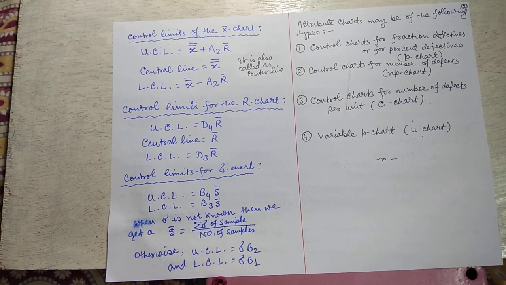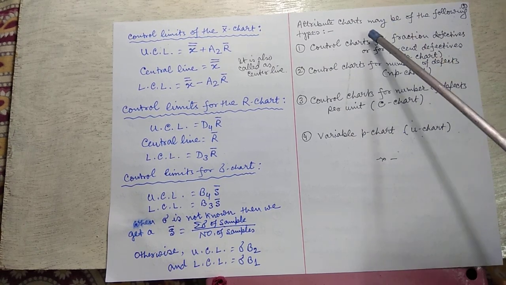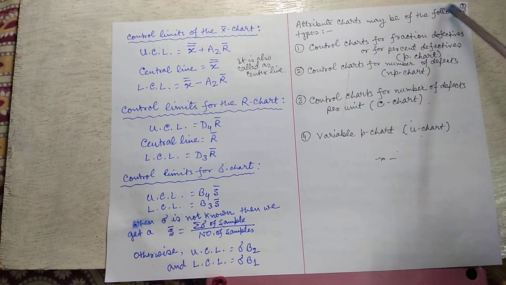Now attribute chart. Now we have to discuss attribute chart. Attribute chart may be of the following types.